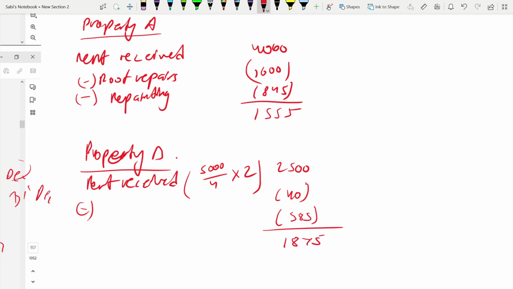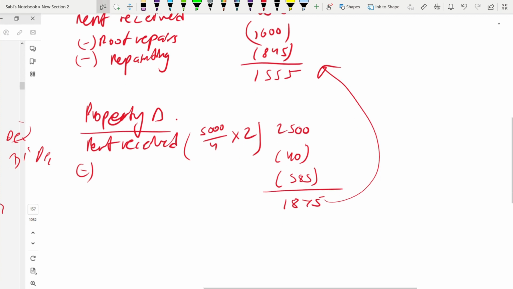So what do you do? Property income, you add these two. 1555 plus 1875 equals 3430. This is your property income.